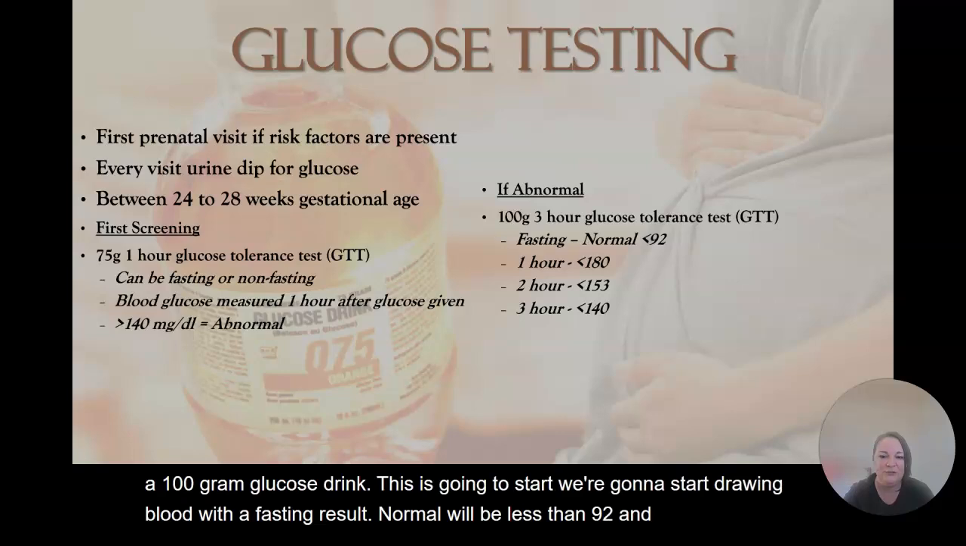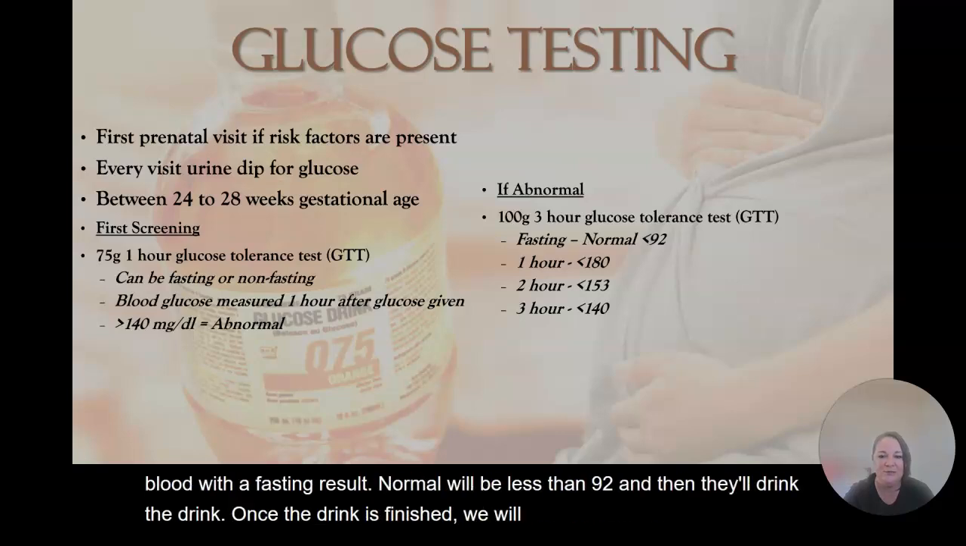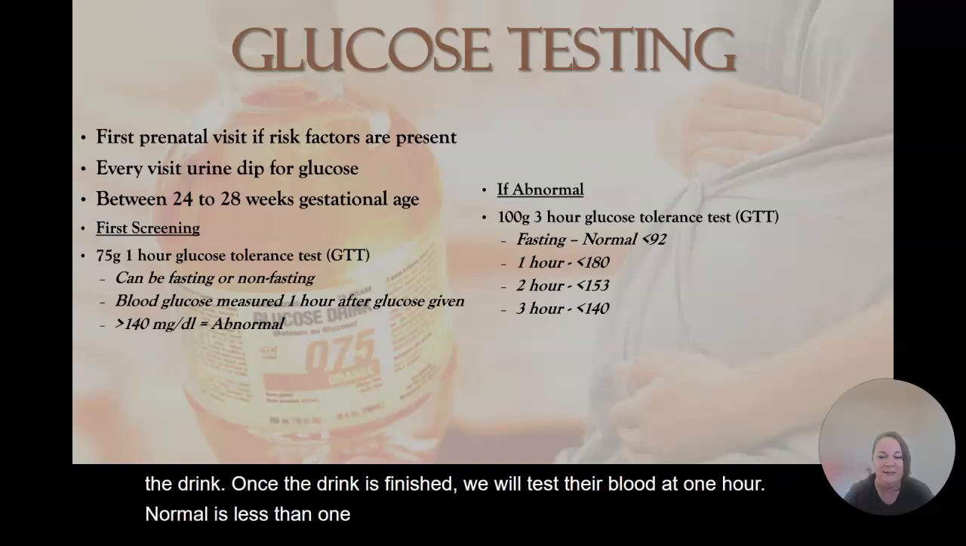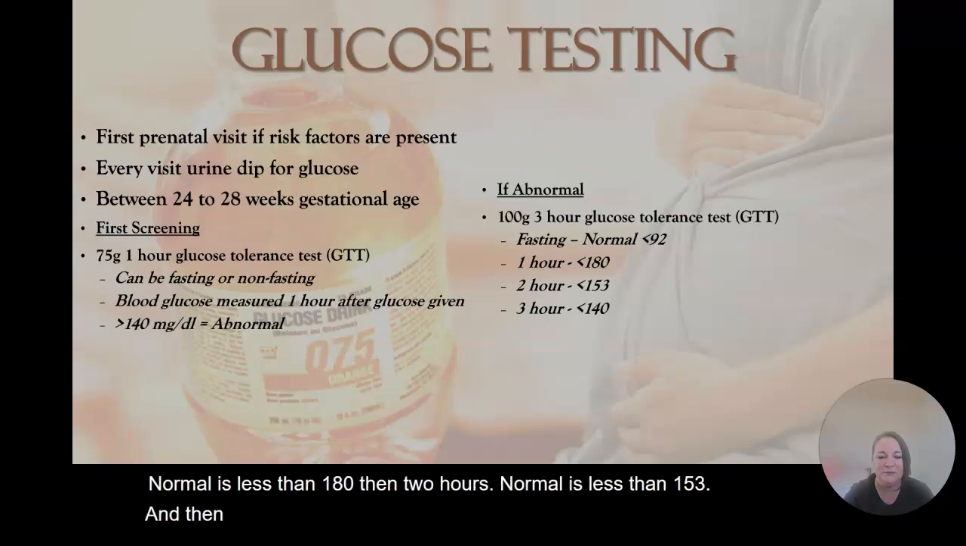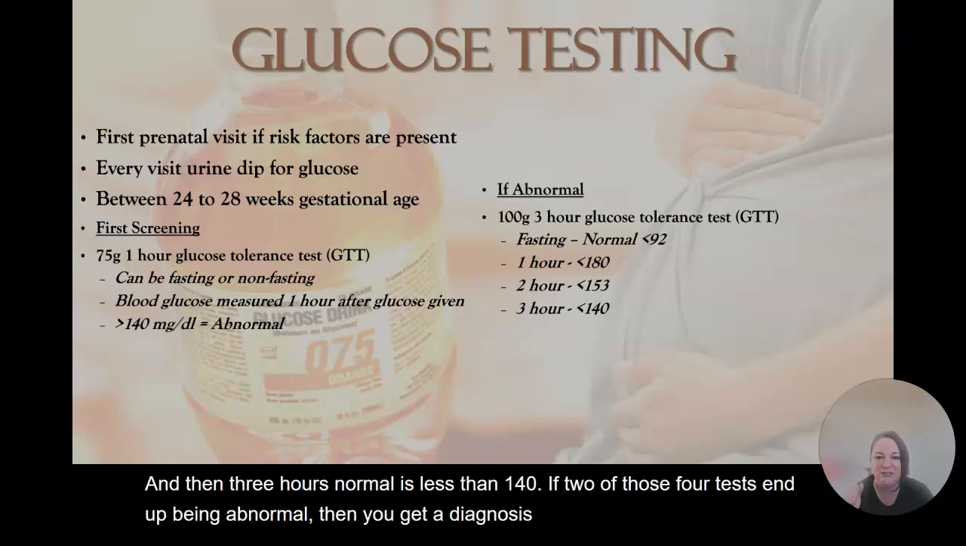And then they'll drink the drink. Once the drink is finished, we will test their blood at 1 hour. Normal is less than 180. Then 2 hours, normal is less than 153. And then 3 hours, normal is less than 140. If 2 of those 4 tests end up being abnormal, then you get a diagnosis of gestational diabetes.